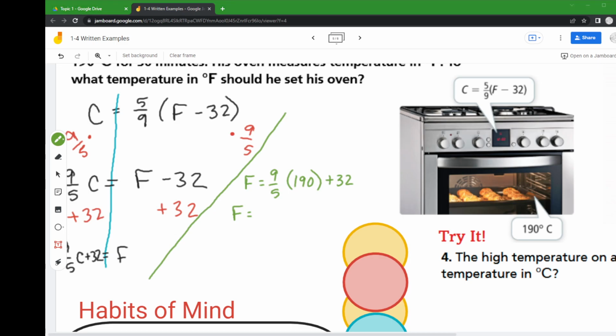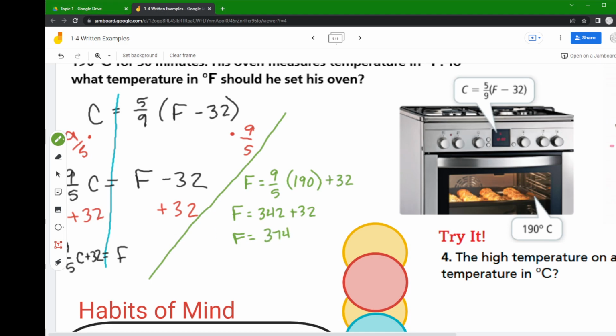So 190 divided by 5 is 38. And then I would do 38 times 9. Well, I couldn't do that in my head, but it's 342 according to my calculator. And then we're going to add that 32 to simplify it. And so when I do that, the degrees Fahrenheit is 374.